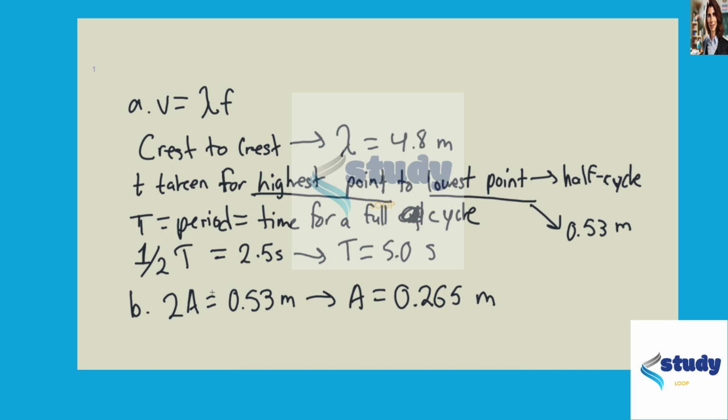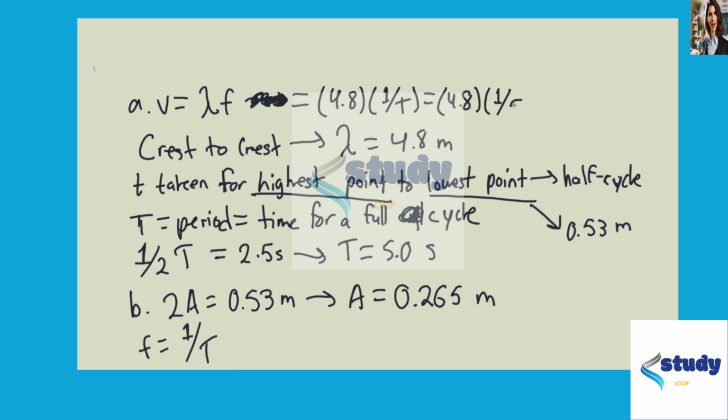And then for part A, you find the speed. This is going to simply be equal to the wavelength, 4.8, and then we found the frequency. The frequency can be defined as the reciprocal of the period. So we can just say 1 over T, so it equals 4.8 times 1 divided by 5.